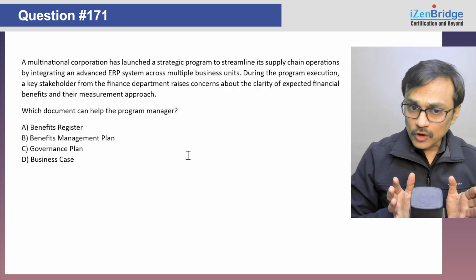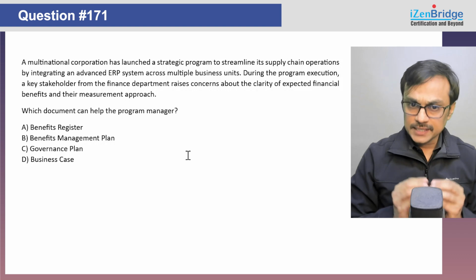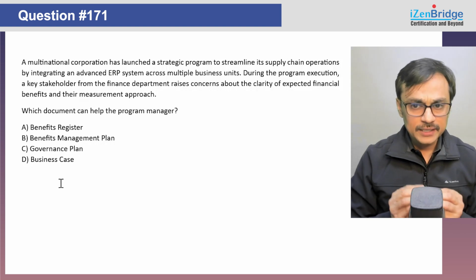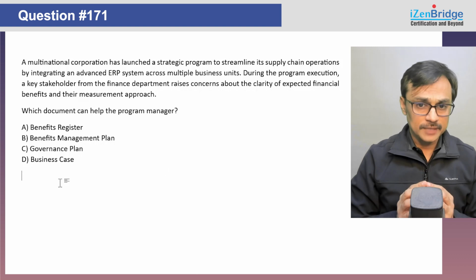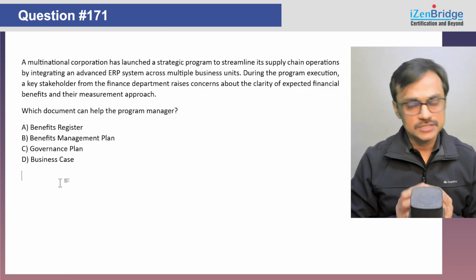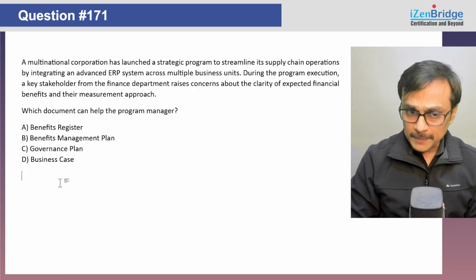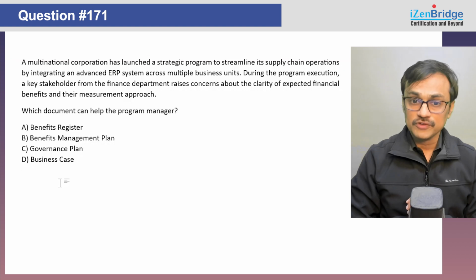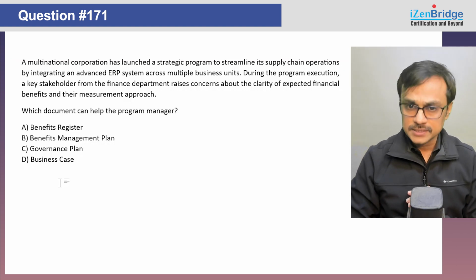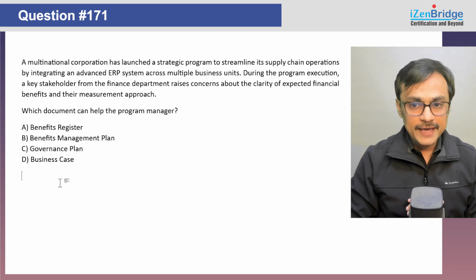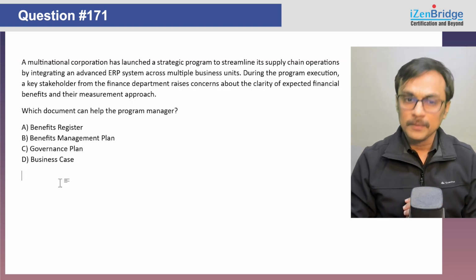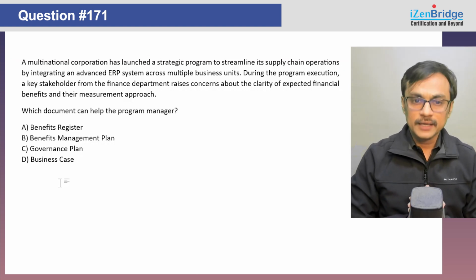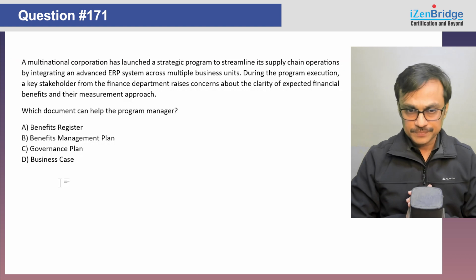A multinational corporation has launched a strategic program to streamline its supply chain operations by integrating an advanced ERP system across multiple business units. During the program execution, a key stakeholder from the finance department raises a concern about the clarity of expected financial benefits and their measurement approach. Which document can help the program manager?